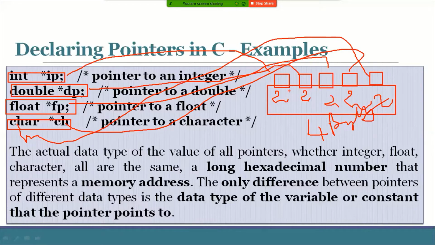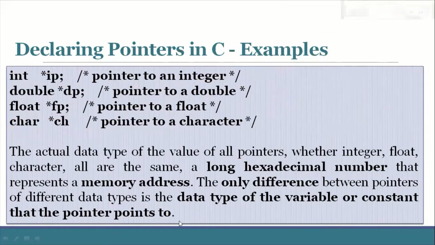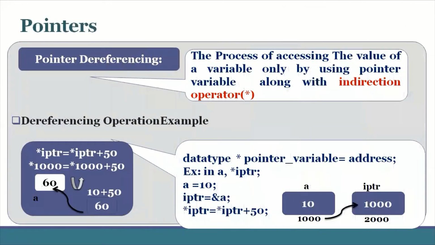A pointer holds a long hexadecimal number that represents a memory address. Generally, memory addresses will be in the form of long hexadecimal numbers. The only difference between pointers of different data types is the data type of the variable or constant that the pointer points to. Generally, these pointers occupy the same size, but they will point to different variables' addresses. This point we are supposed to keep in our mind. By keeping this particular point in mind, try to understand the next slides.